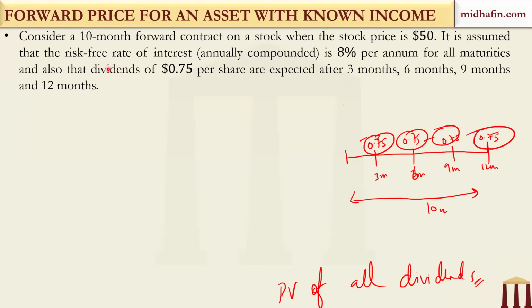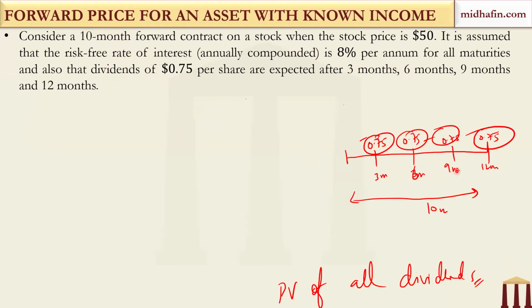Okay, so consider a 10-month forward contract on a stock when the stock is priced at $50. It is assumed that the risk-free rate of interest is 8% per annum for all maturities, and the dividends of $0.75 per share are expected after 3 months, 6 months, 9 months, and 12 months. So it's a 10-month forward contract, guys.